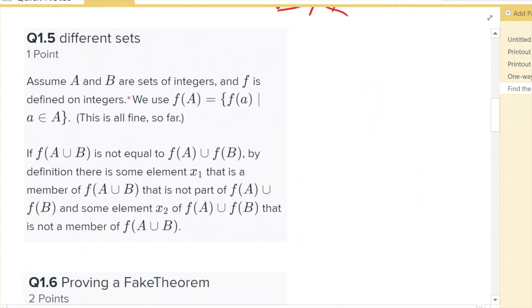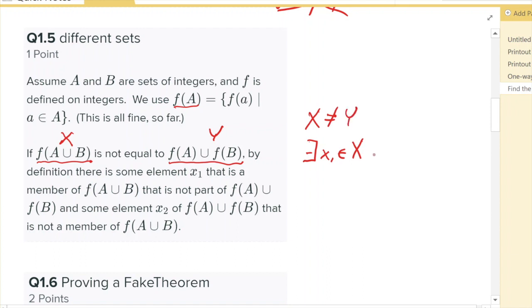This one looks complicated. If A and B are sets of integers, f is defined on integers, we define a new type of set, f of A. If some set blah is not equal to blah, so let's call this x and call this y for the moment. So x is not equal to y.